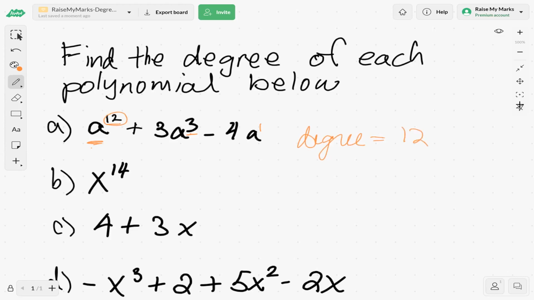All right, so let's look at the second polynomial. So this is a monomial. Our variable is x. The highest power that x is raised to is 14, so our degree equals 14. Let's have a look at the third. 4 plus 3x, a binomial. Our variable is x. It doesn't look like there's a power that x is raised to, but that means the power is 1, so the degree of this polynomial is 1.